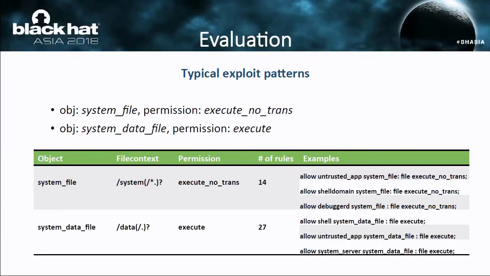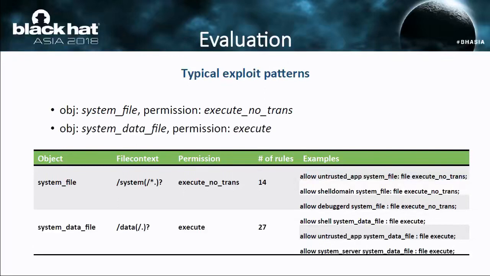And the second is object is system data file, and the permission is execute. You can see that we have done a statistical analysis on the 2 exploit patterns. For the first one, you can see that we also get very vulnerable rules like the untrusted app and also the shell domain.